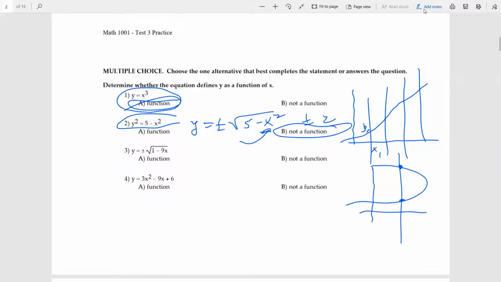The same goes for number 3. It actually tells you y is equal to plus or minus the square root of 1 minus 9x. So it is not a function either. If you look at the quadratic function that we have here, y equals 3x squared minus 9x plus 6, one value of x produces only one value of y out, so it is a function.